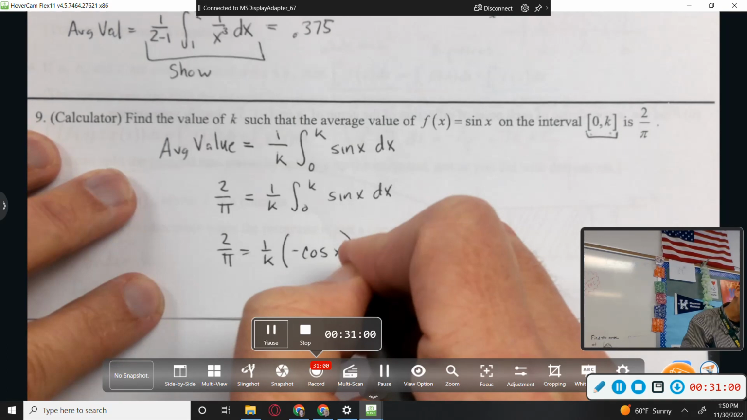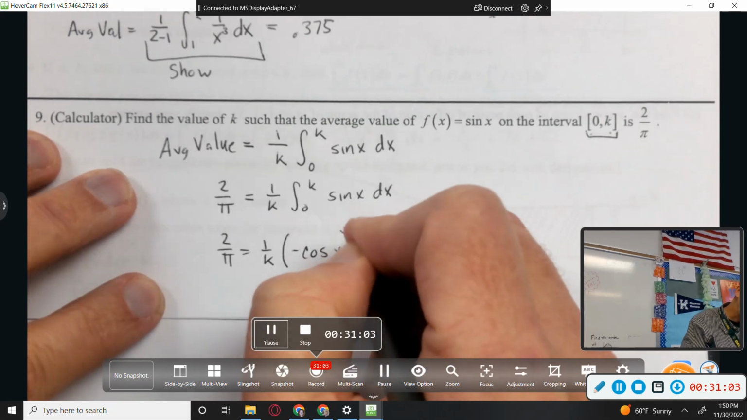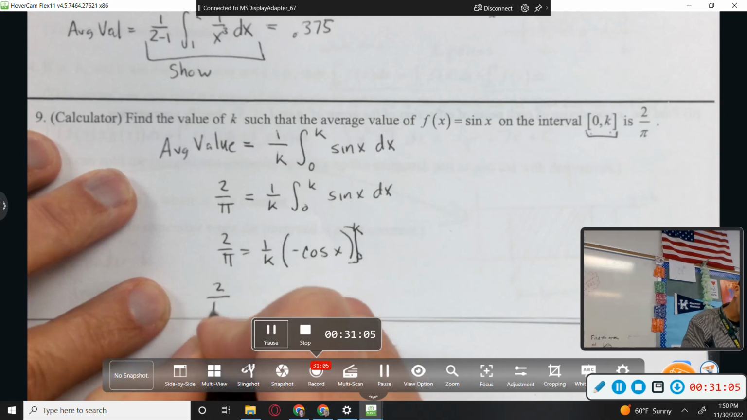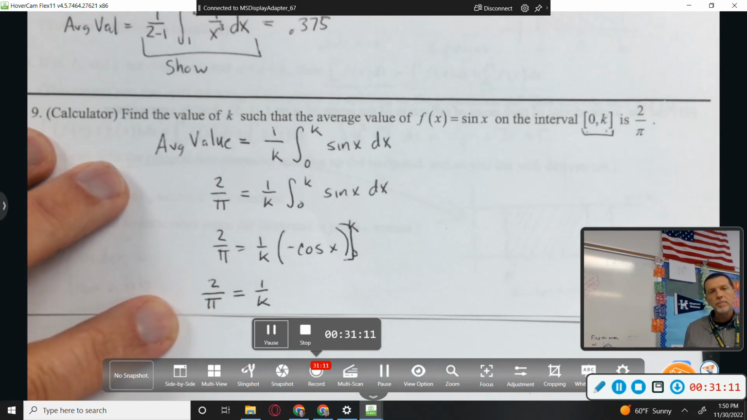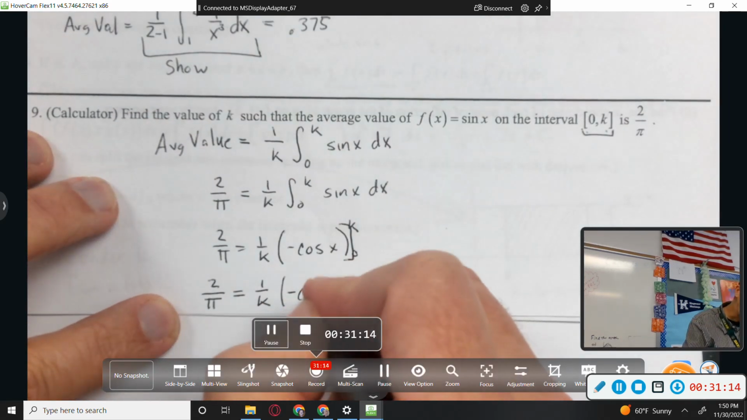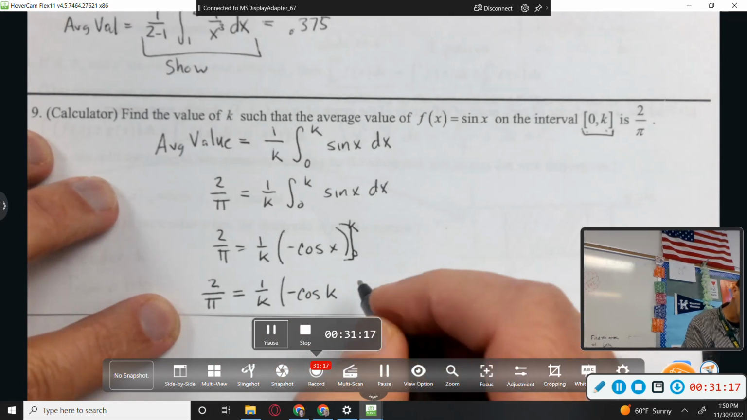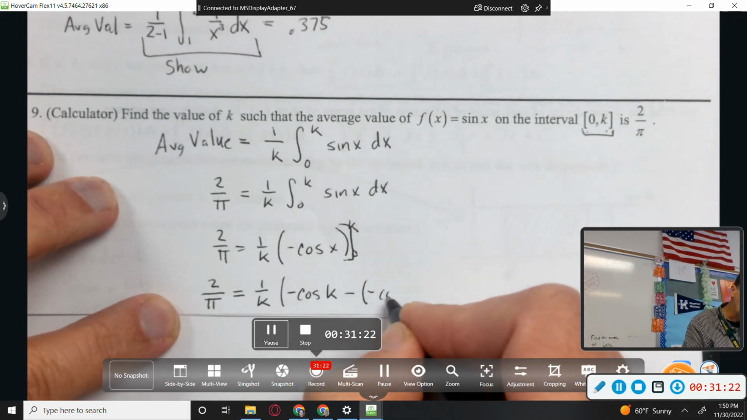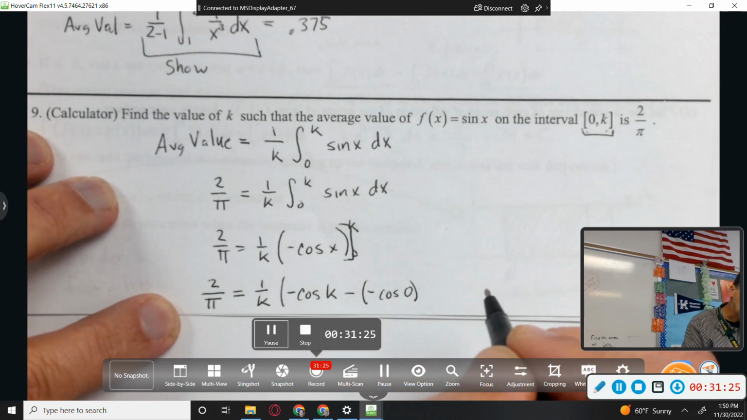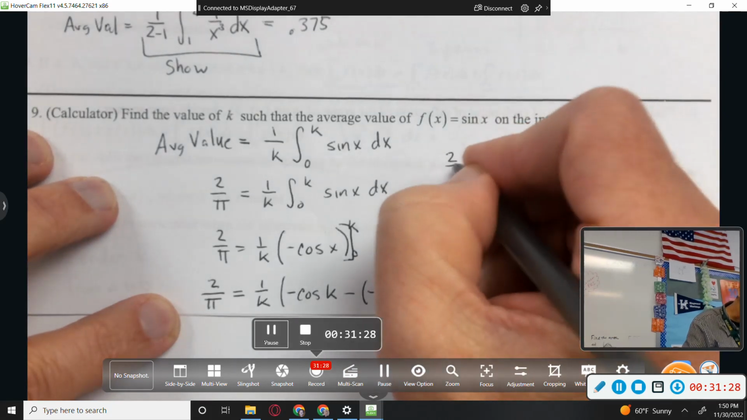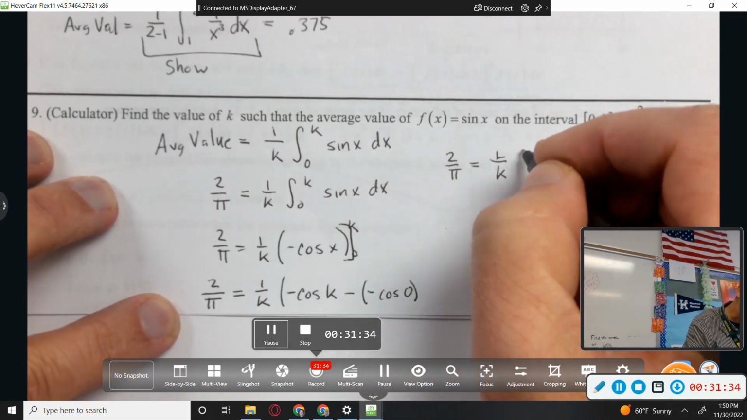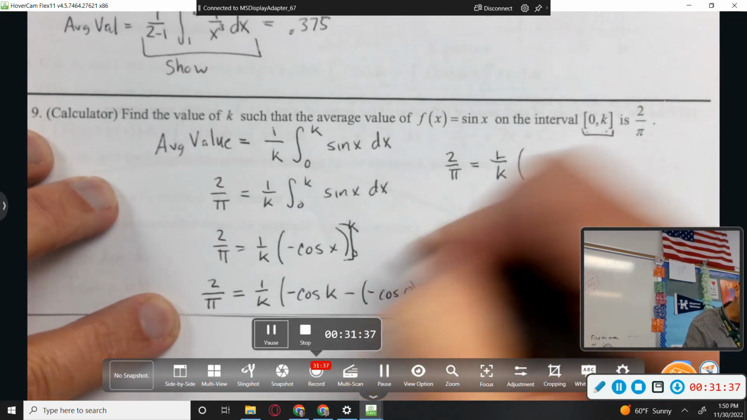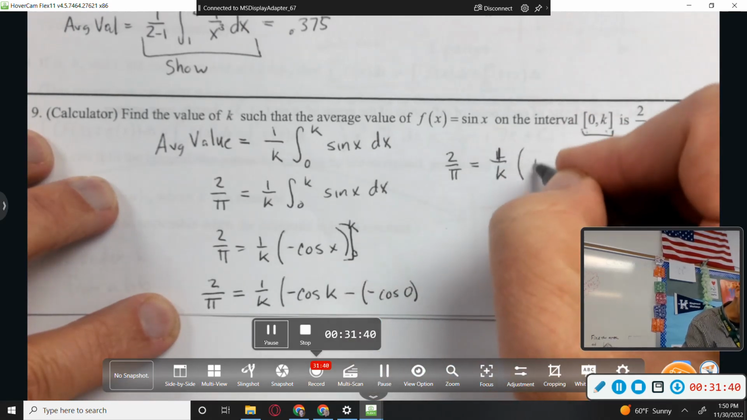Oh. 0 to k. Yeah. Thanks for nothing on offering me the calculator so far. So negative cosine of k minus negative cosine of 0, which is plus 1. So 2 over pi equals 1 over k times, I'm going to sort of rewrite this, 1 minus cosine of k.